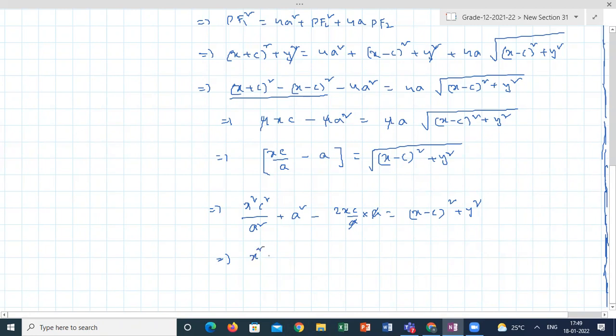x square into a square by a square plus x square into b square by a square plus a square is equal to x square plus c square minus this 2xc. This is minus 2xc here, minus 2xc plus y square. So minus 2xc cancel. Instead of c square, I am writing a square plus b square. A square and a square is cancelled.